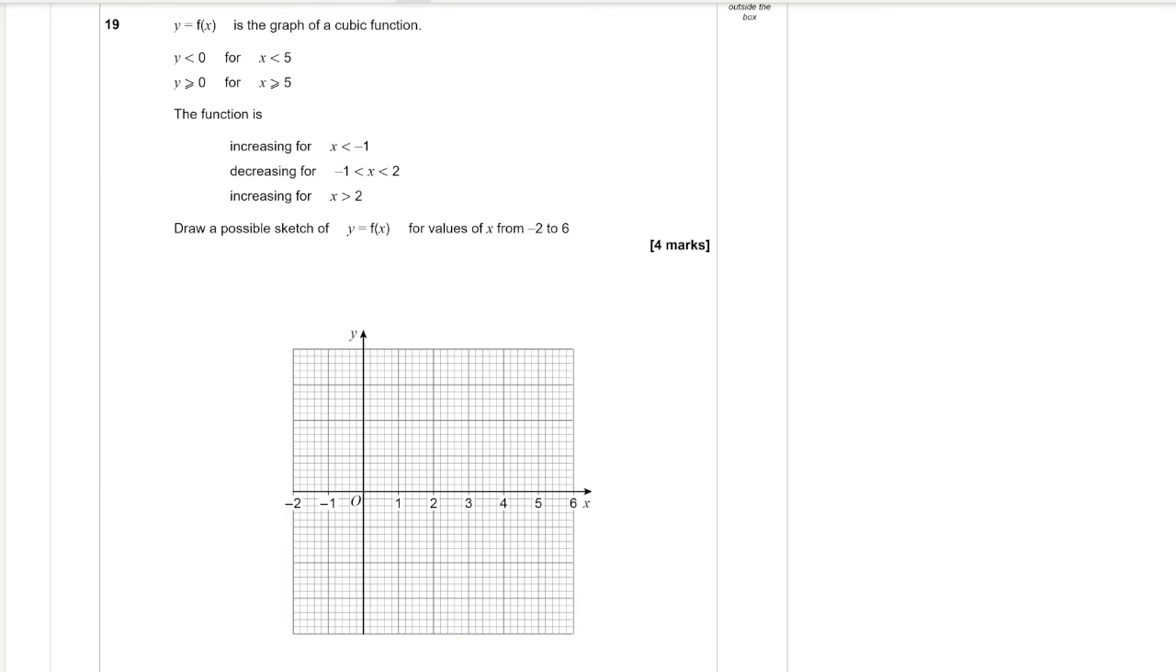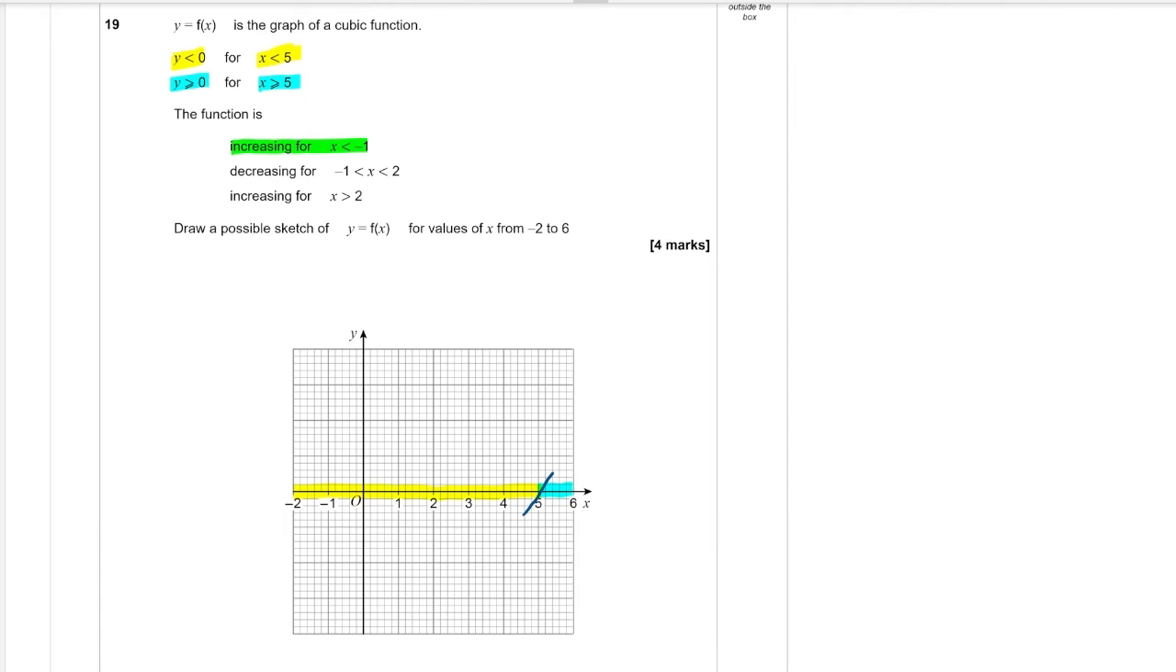Okay, let's start with this clue that it is less than 0, so it's below the x-axis when x is less than 5. So every part along here is going to be below the axis. And when x is equal to 5 or greater than 5, then y is greater than or equal to 0, which means it's going to be above the axis. So for the blue part there, it's above the axis, which means it's going to have to go through 5 like that.